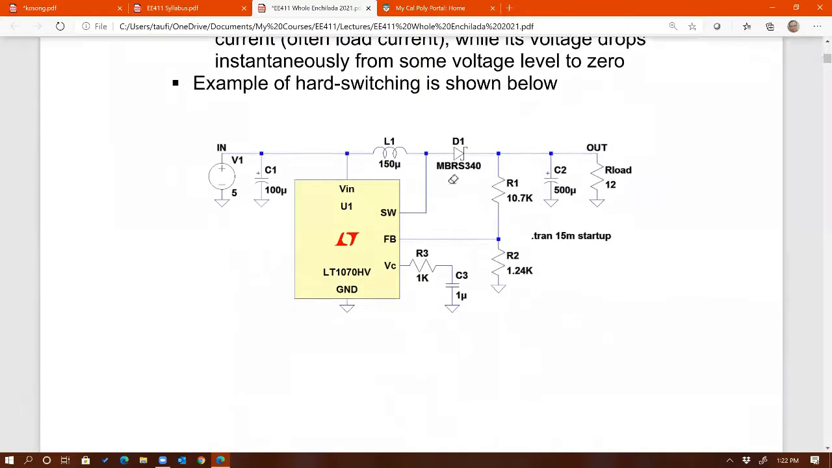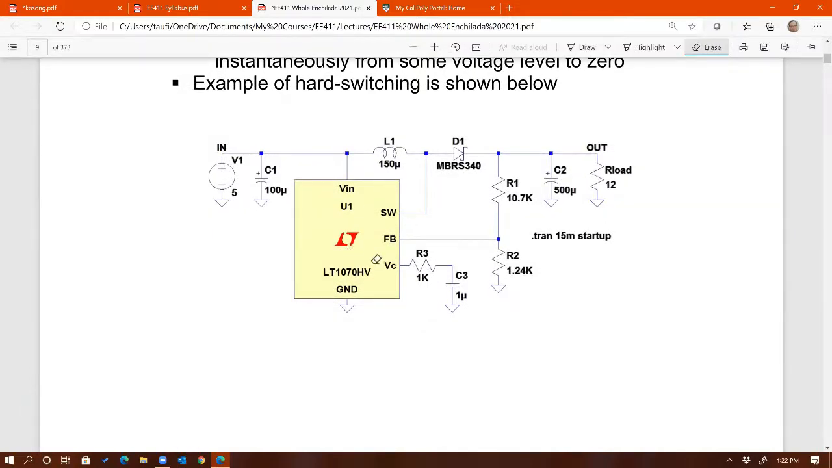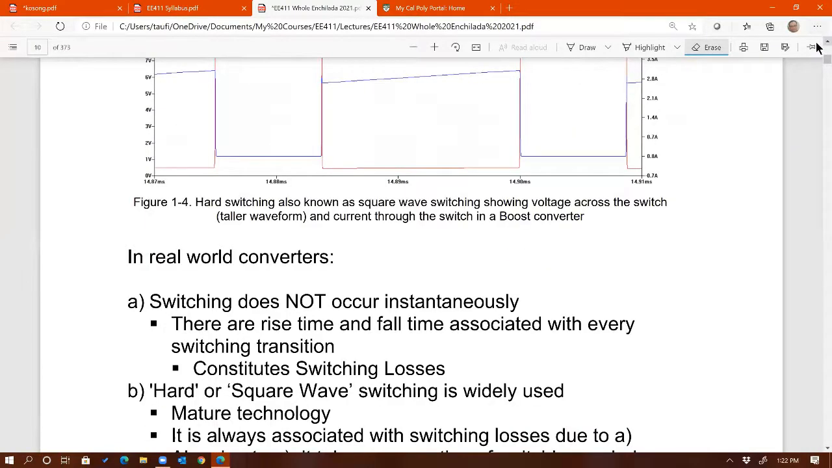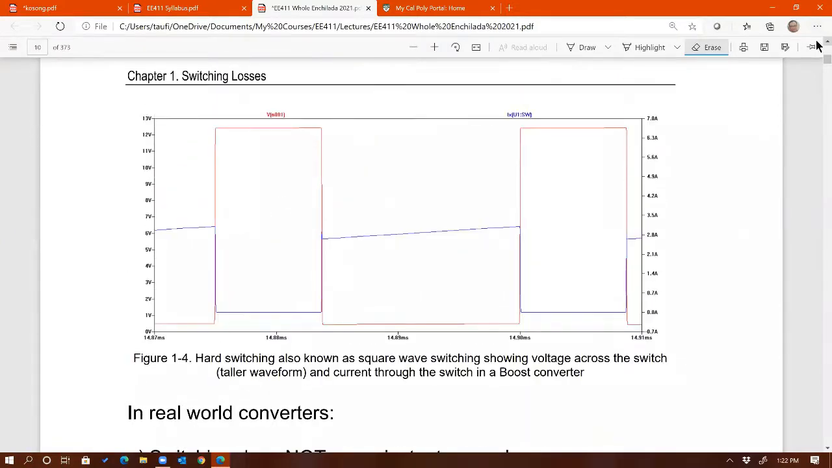So here's an example. I use LTspice with this LT1070 controller. The switch is internal to the chip, so you don't see the MOSFET. It's a boost converter: you have an inductor at the front end, a diode at the output, and a switch in the middle. What I'm plotting right now is the voltage across that internal switch, as well as the current through that switch. Blue is the switch current waveform, and red is the voltage across the switch.